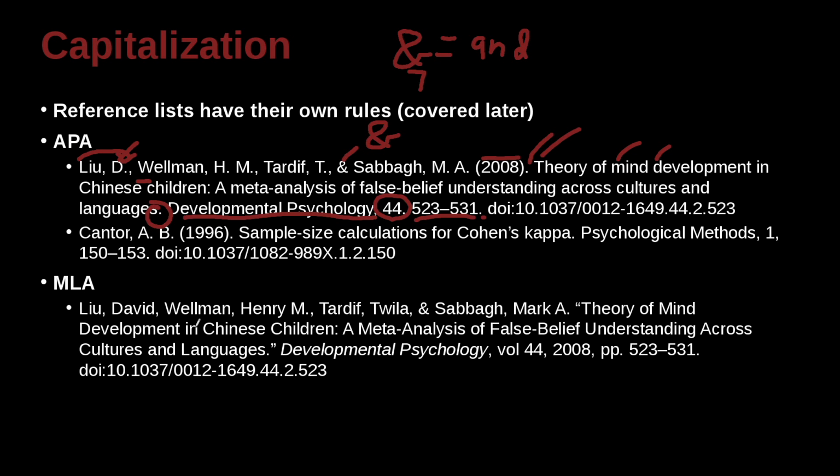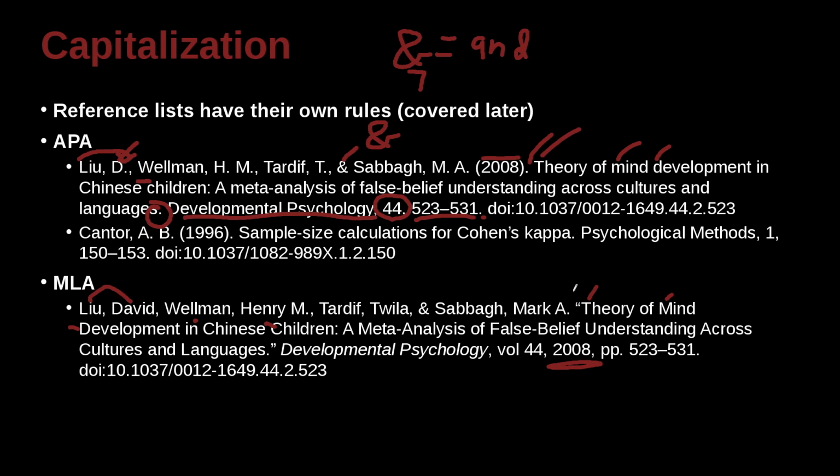That is quite different from the MLA approach, which to begin with has the last name first, but then the first name is written out. So Lou D becomes Lou David. And then you can see that the publication year is not here, but rather the publication year is down at the end down here. And then you can also see that the title is capitalized inside, just like it is inside the actual article.